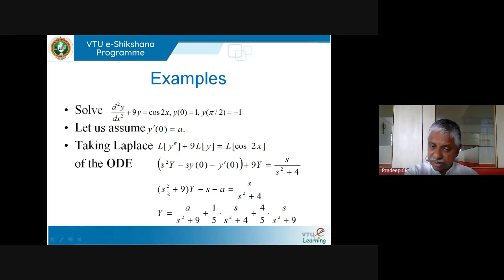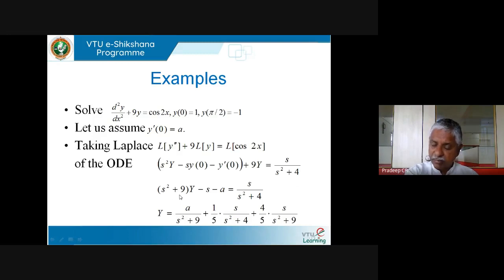And similarly, a by s square plus 9, when I take that to this side, I can find Laplace inverse of this. I can find Laplace inverse of this also. Of course, inverse Laplace of this will be in terms of a, but that's okay. I will leave it. I hope it's clear what I have done here.